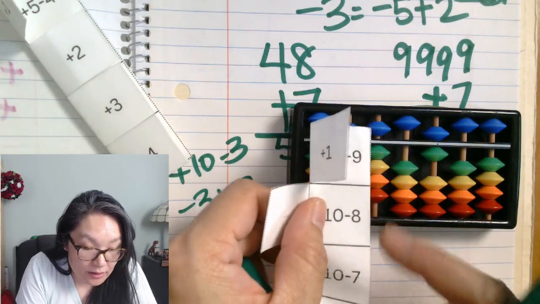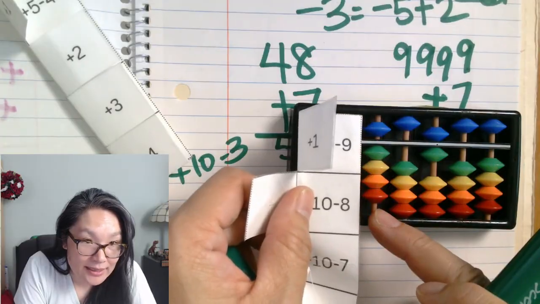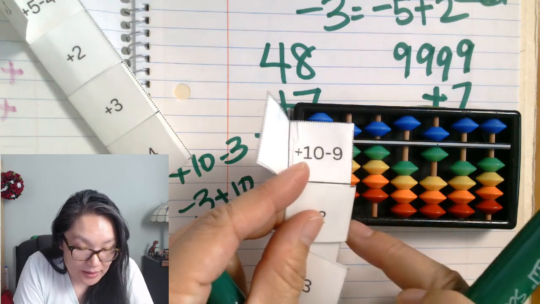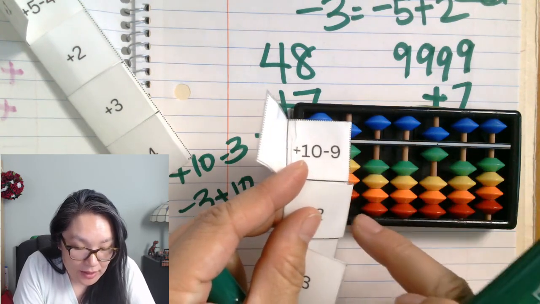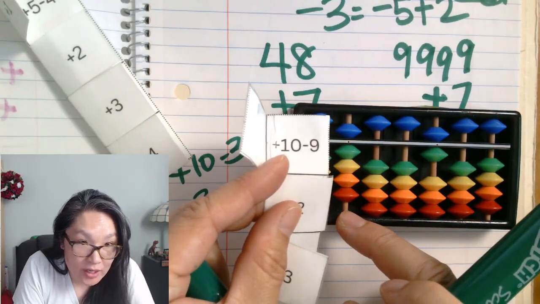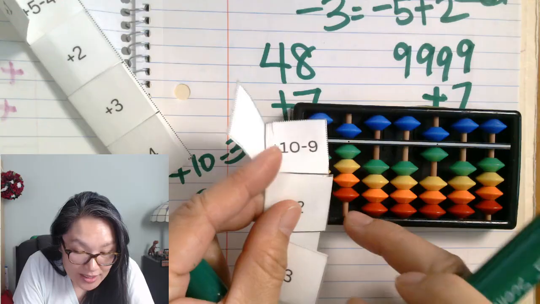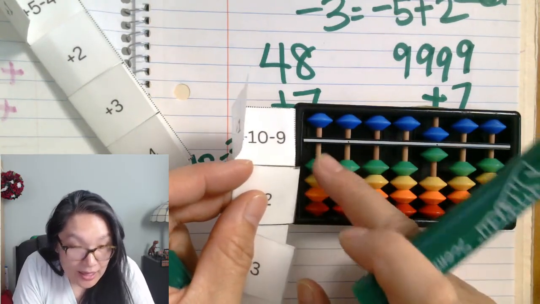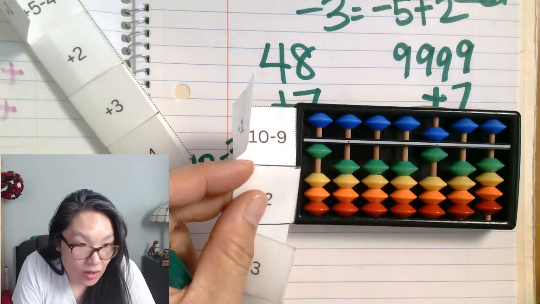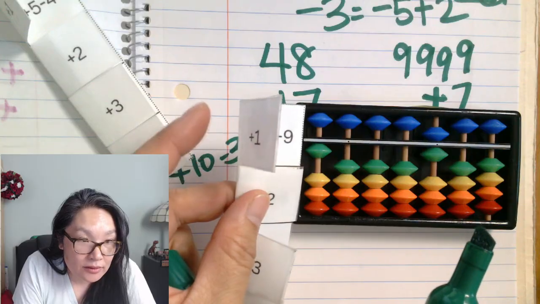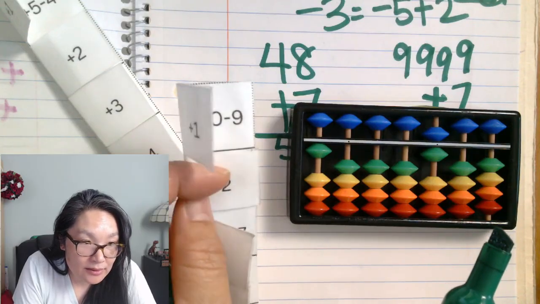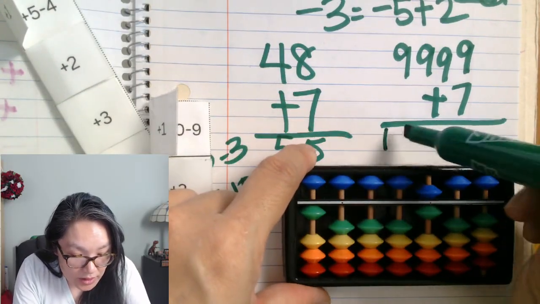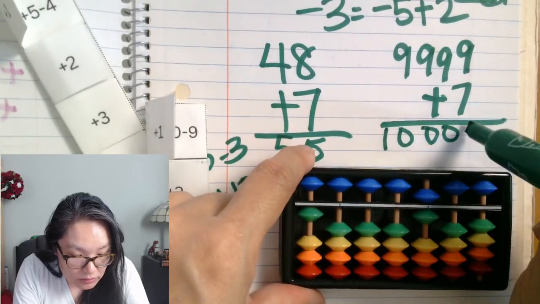Can I add the 10? No, I can't add the 10. What do I do? I do it again. I minus the 9, and I plus the 10. Can I do it again? No, I cannot add the 1. So I minus the 9, and then I plus the 1. Now I am done. Does that make sense? So my final answer is 10006.